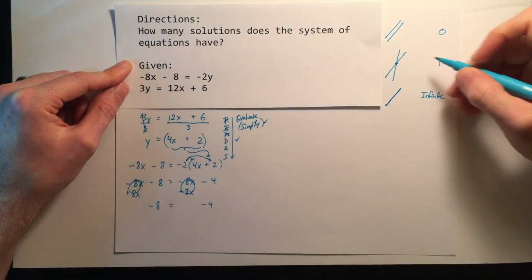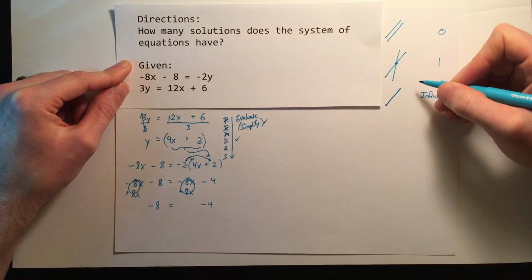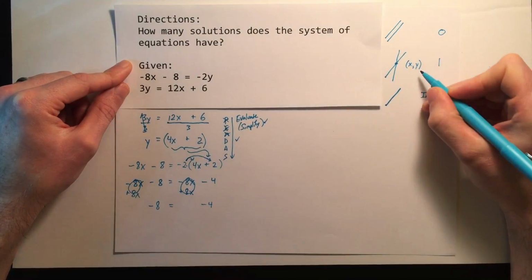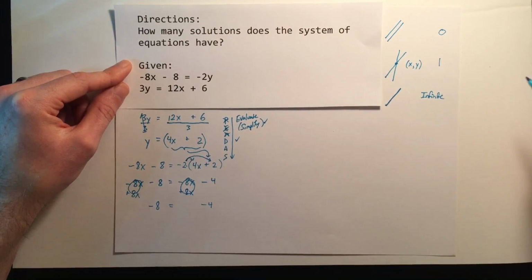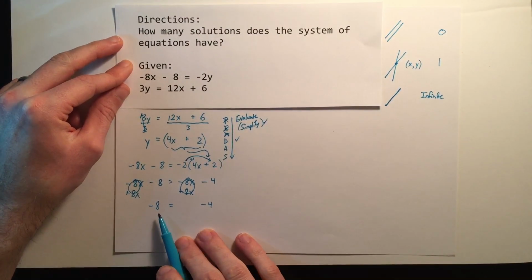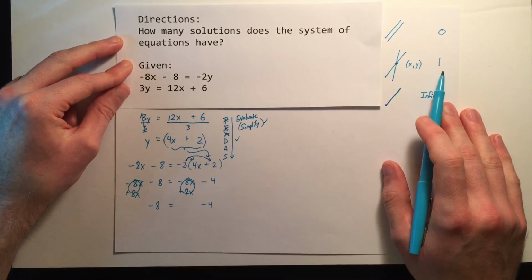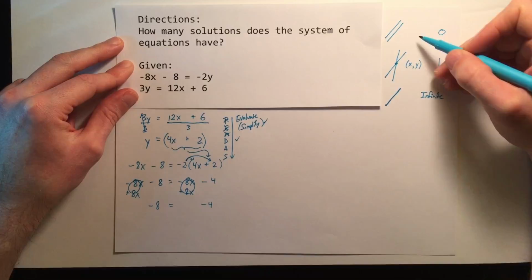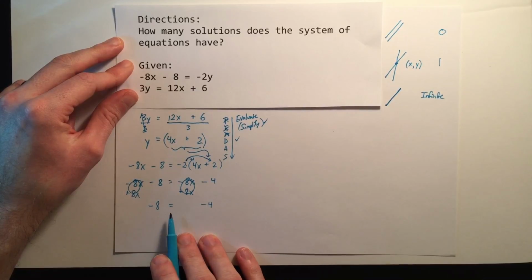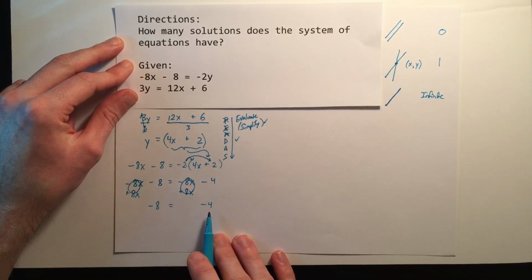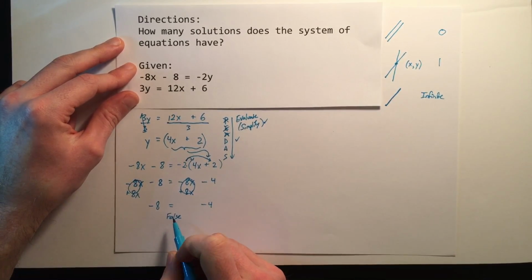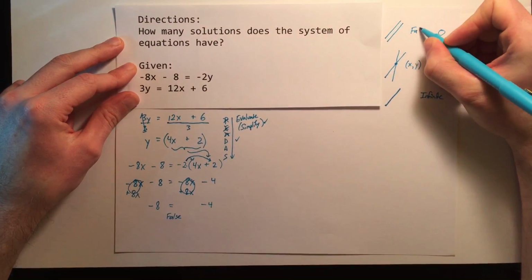So let's remind ourselves what the possibilities are over here. If you could find an x and a y value, then you would know that there is a solution, and you would say the answer is there are 1 solutions. However, our x's and y's have all disappeared, and so there is not 1 solution. So the only other 2 possibilities are 0 solutions or infinite. And when you get this statement, you have to evaluate, decide is this true or false? Does negative 8 equal negative 4? And that does not, so that's a false statement. And a false statement means that there are 0 solutions.